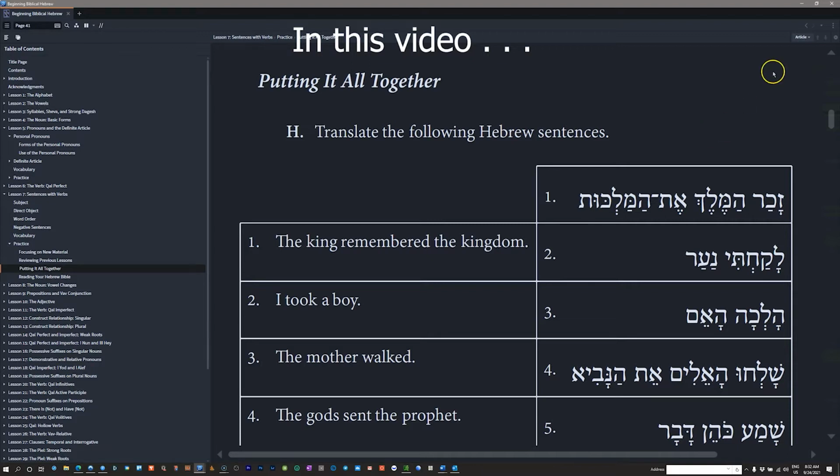But in English, if you put this word first, then it's understood that the subject is here. If you put this word next, it's understood that this is the direct object. That's opposite from Hebrew. In Hebrew, the word after the verb is usually the subject, not the direct object. So we have to go through some steps.